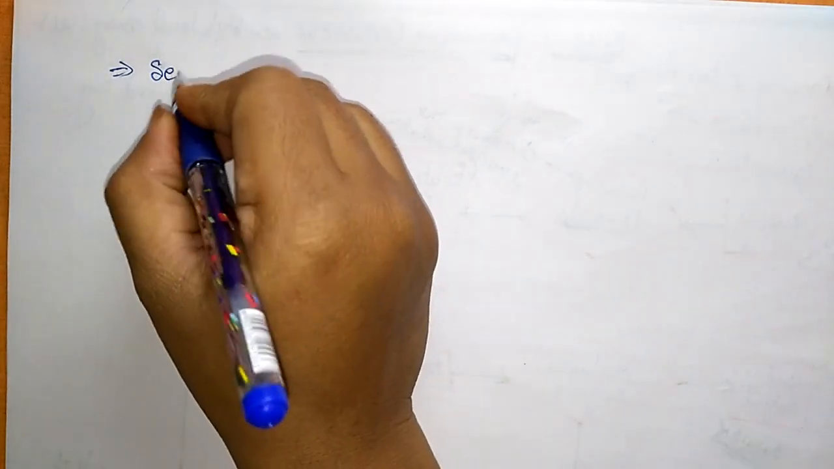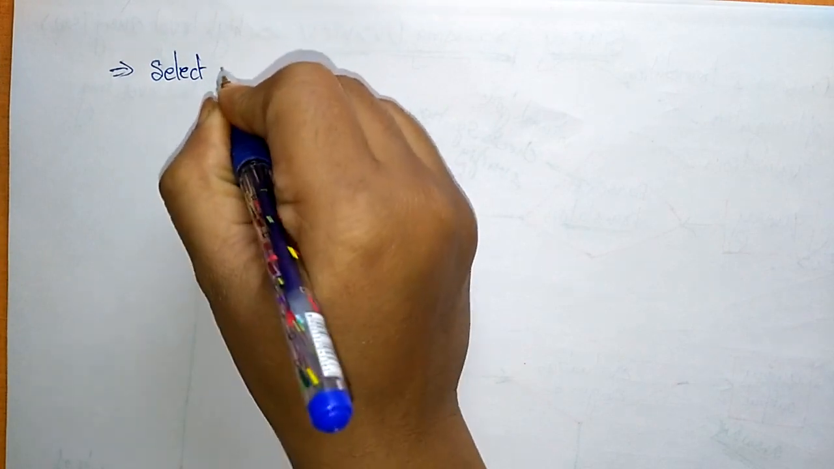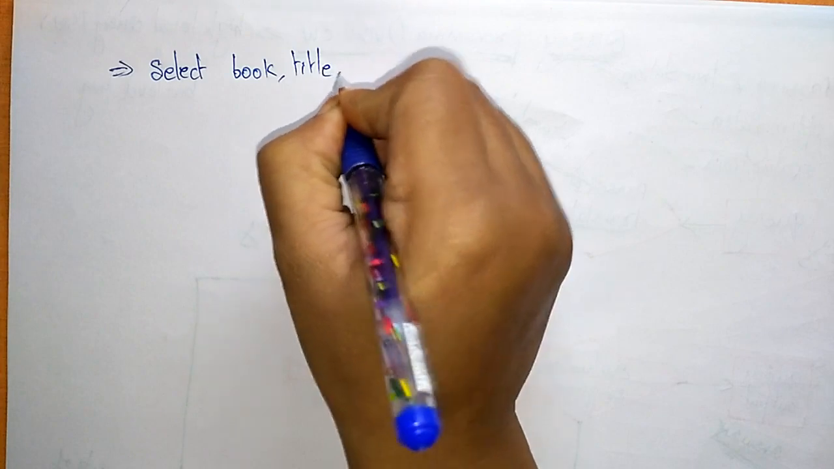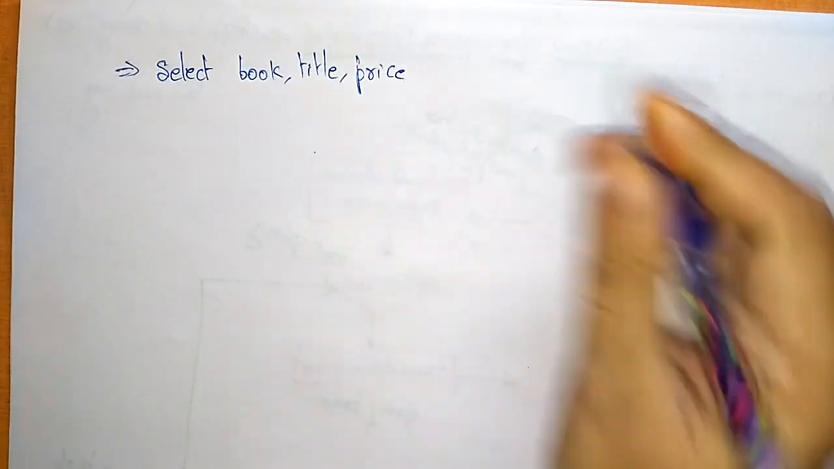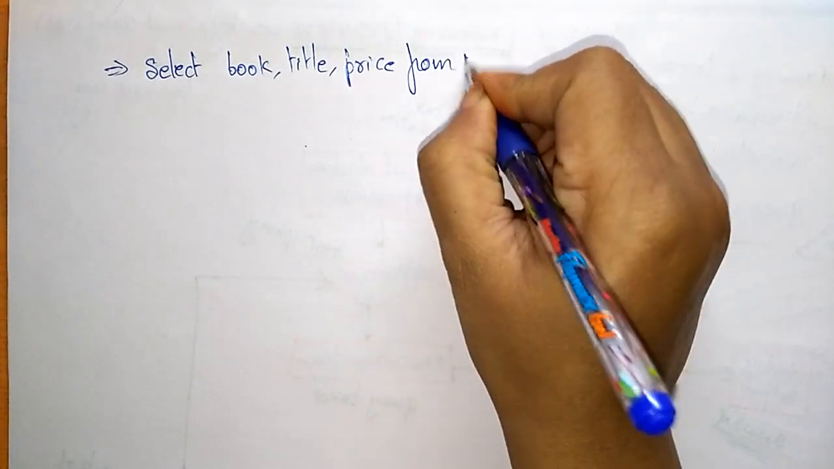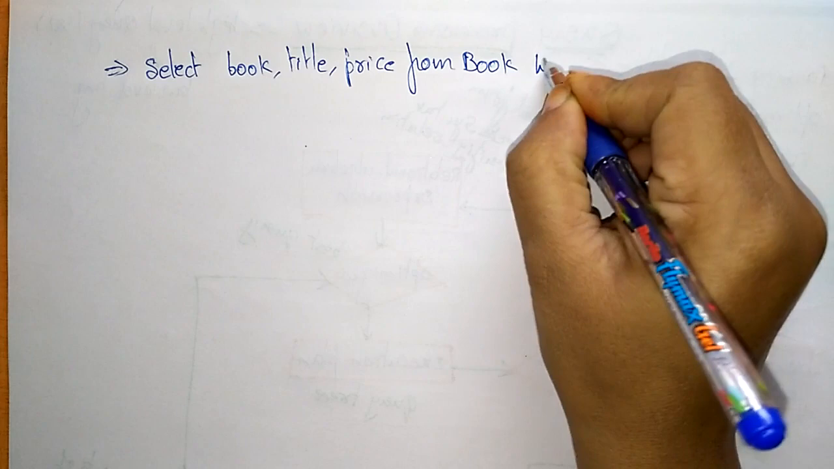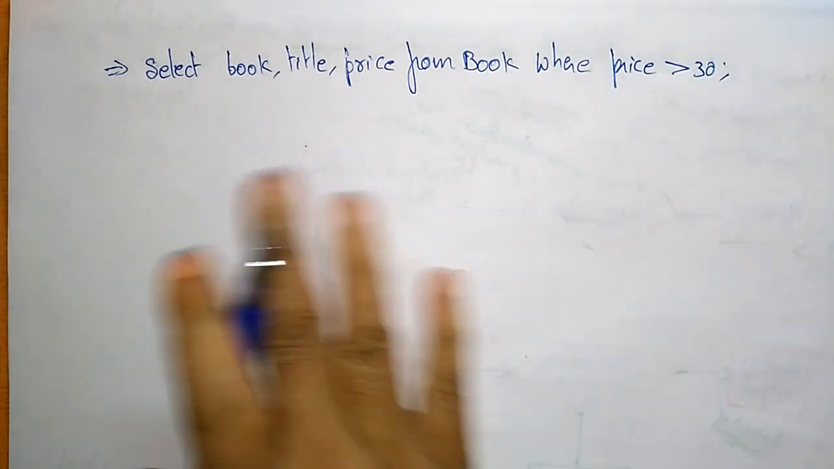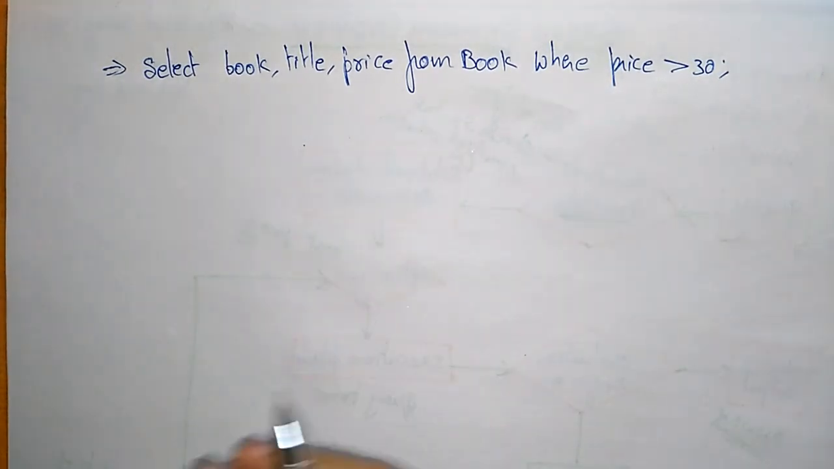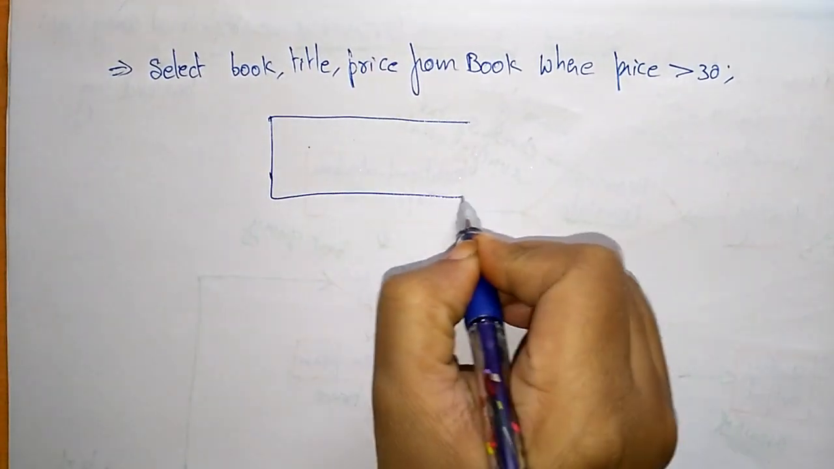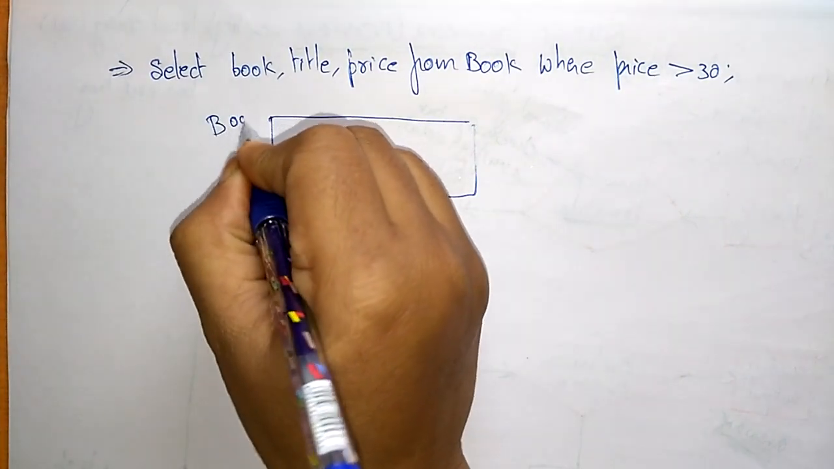So here first we take the SQL query: select book, title, price from book, where the condition is price should be greater than 30. So this is the query. This query we have to select as the best query, meaning one best query we have to select. Here, book is a table name.